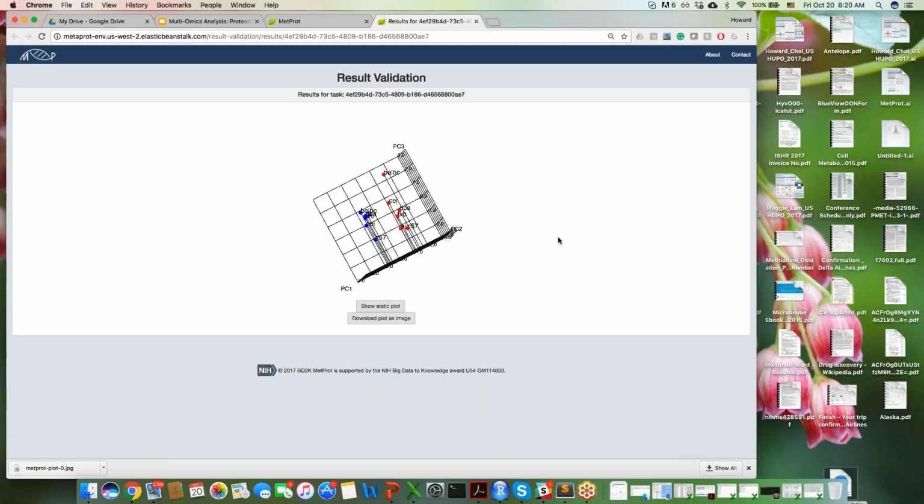Any questions for Howard? Hello, I do have a question. How do you combine the proteomic and the metabolic data together? Did you simply put the 2 data matrices together?